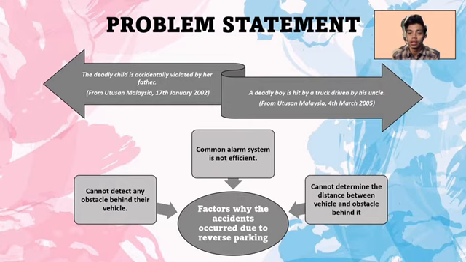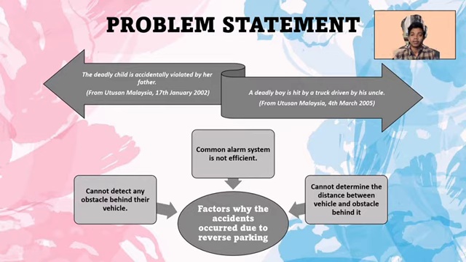We know that parking a vehicle is one of the hardest things for drivers, especially parking that requires the driver to park their car in reverse parking. There have been many cases of accidents occurring due to reverse parking problems. There are examples that I take from newspaper where they occur due to reverse parking. For example, a deadly case where a child was accidentally run over by her father on 16 January 2002.